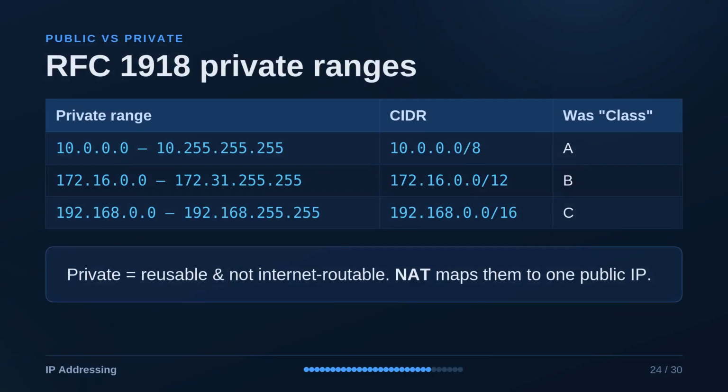Here's why our examples used 192.168 and 172.16. Those are private ranges defined by RFC 1918. Free to reuse inside any home or office. Public addresses are globally unique and routable on the internet. A router uses NAT to translate your many private addresses onto one public address.